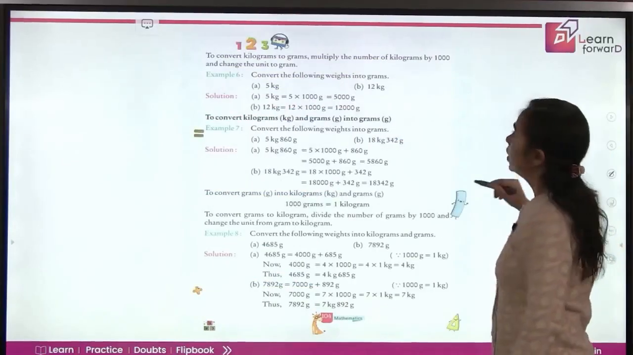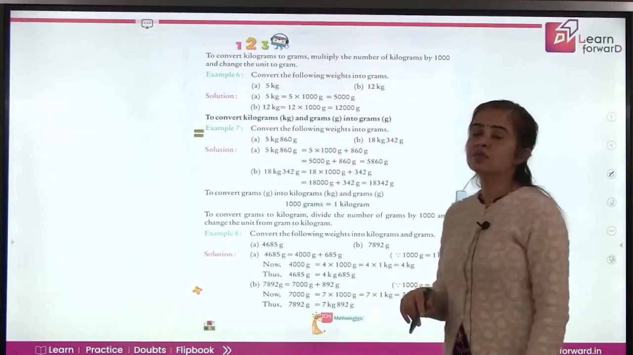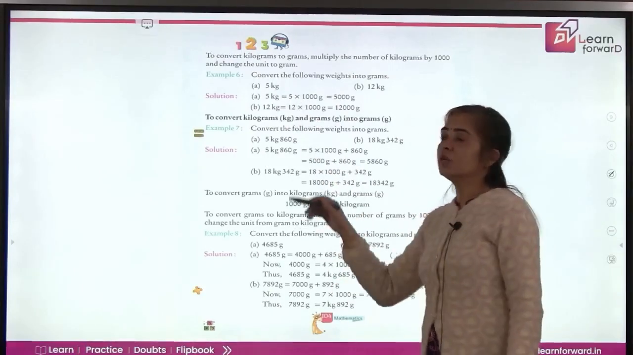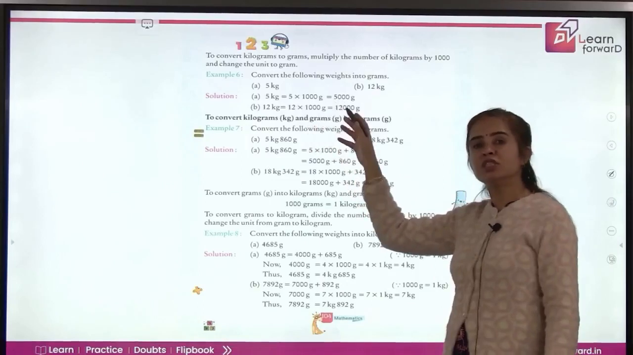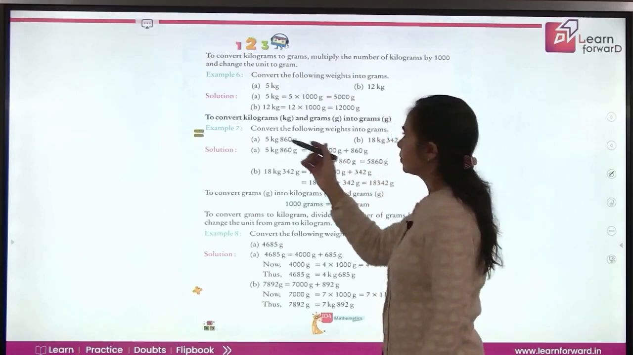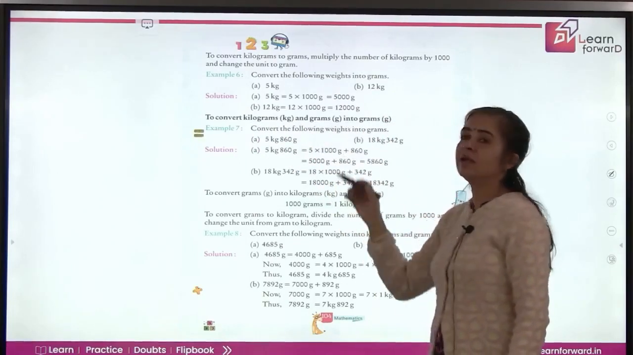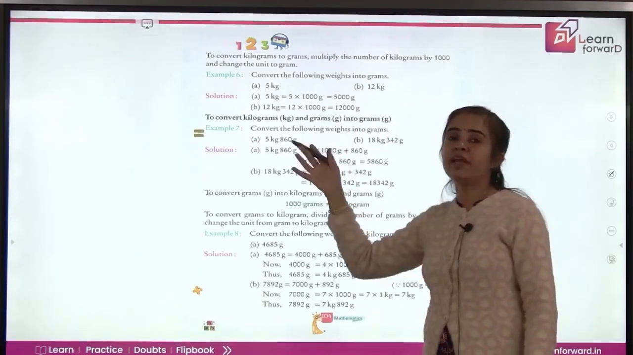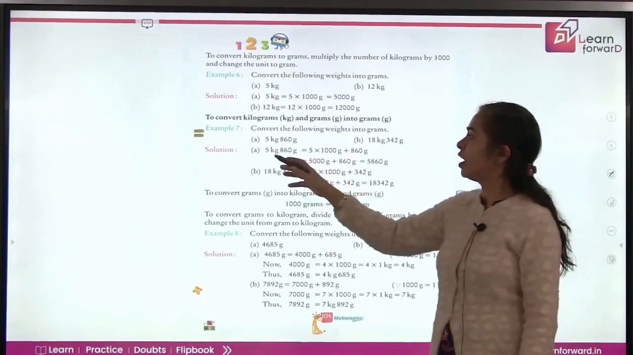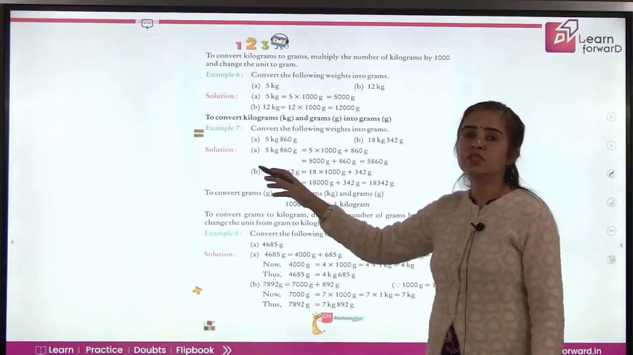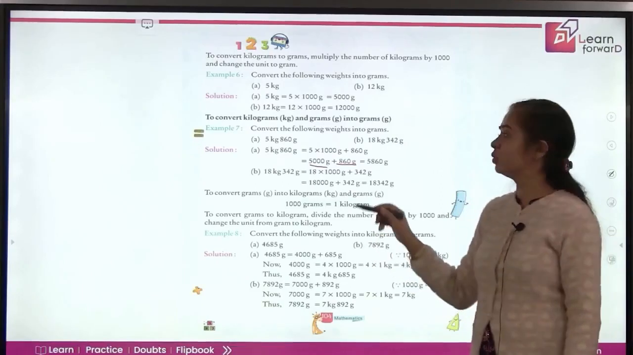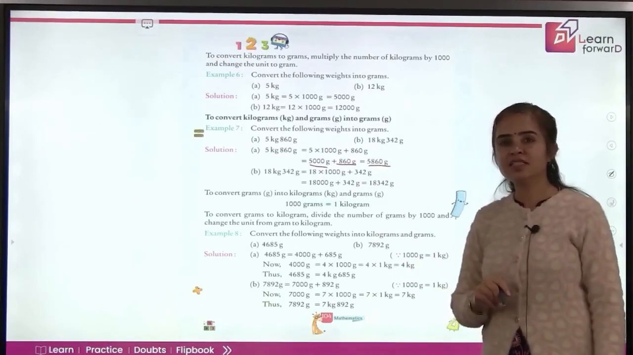So to convert kilograms to grams, what do we do? Bigger to smaller, we multiply. That means 5 kilograms is equal to 5 into 1000 grams, which is 5000 grams. To convert kilograms and grams into grams, again here you already have more of the grams. So we'll add just like we did in meters, centimeters. So 5 kilograms 860 grams, we first convert 5 kilograms into grams and then add more of the grams to it. So you get 5860 grams.